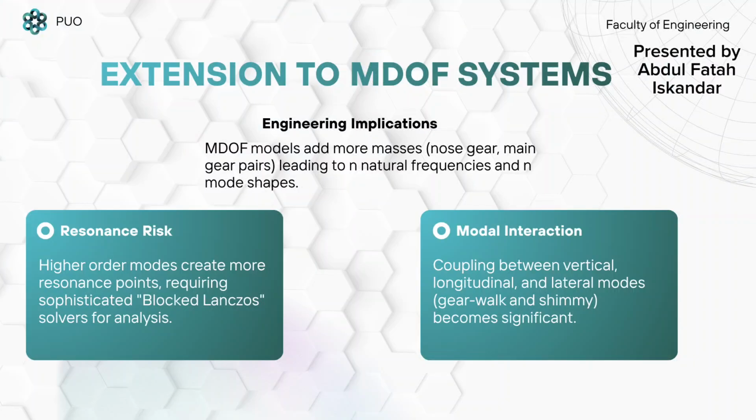Finally, extension to multi-degree of freedom systems. First, higher resonance risk. More moving parts mean more natural frequencies, creating extra resonant points. The math becomes too heavy to solve by hand, so we must use powerful software tools like the block Lanczos solver to find them. Second, severe modal interaction. Our basic 2 degree of freedom model only looks at up and down motion. In real life, vertical bouncing mixes with side to side and front to back movements. This causes dangerous instabilities like gear walk, where the landing gear bends structurally, and shimmy, which is violent wheel wobbling.